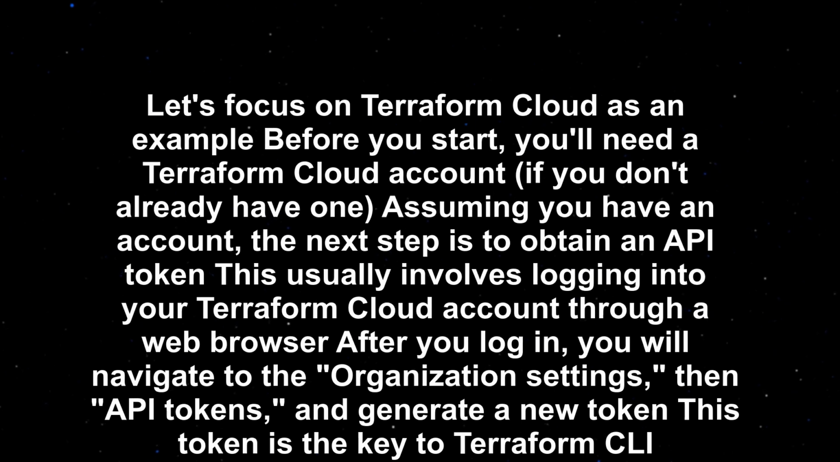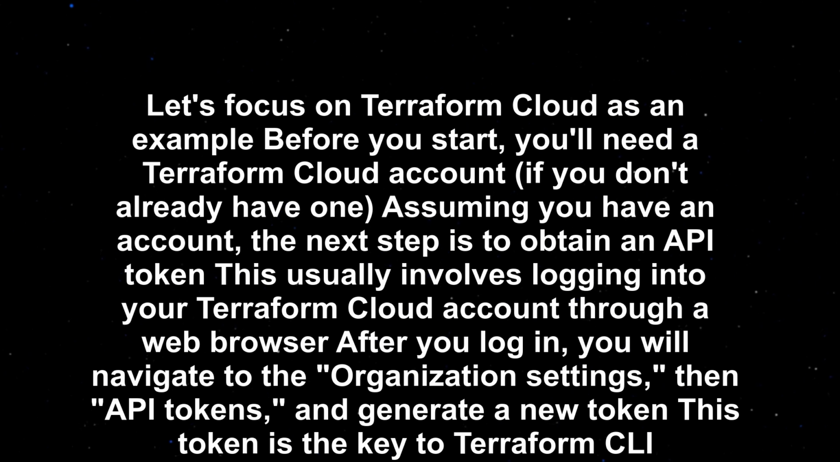Let's focus on Terraform Cloud as an example. Before you start, you'll need a Terraform Cloud account if you don't already have one. Assuming you have an account, the next step is to obtain an API token. This usually involves logging into your Terraform Cloud account through a web browser. After you log in, you will navigate to the organization settings, then API tokens, and generate a new token.